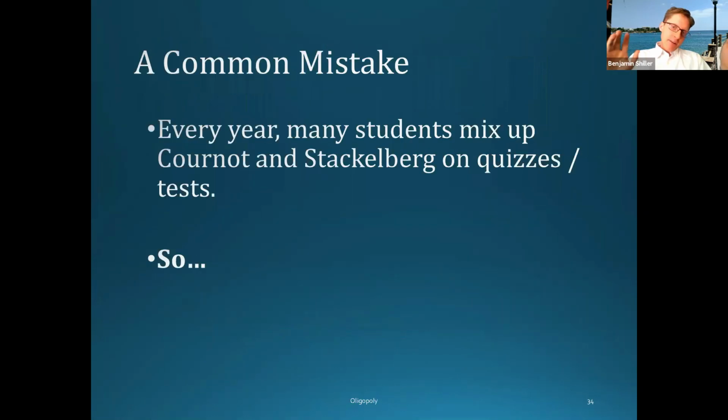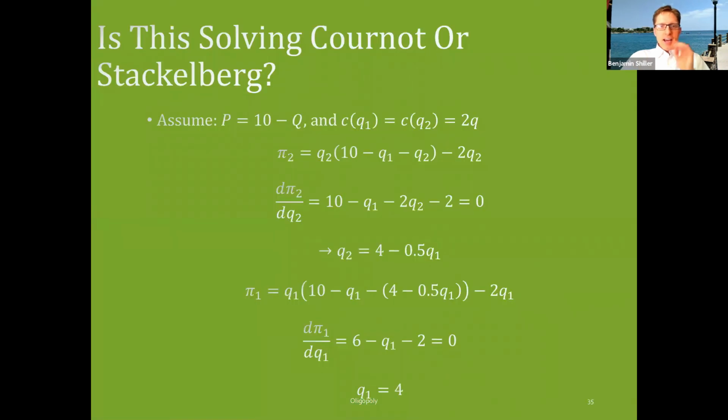Okay. Every year, a number of students mix up Cournot and Stackelberg problems. So I have this slide here, and I want to ask you, is this solving the Cournot or Stackelberg problem? Okay. What I encourage you to do is to actually pause the video while you're thinking what the answer would be, and then resume the video once you've come up with your answer. So pause it now.